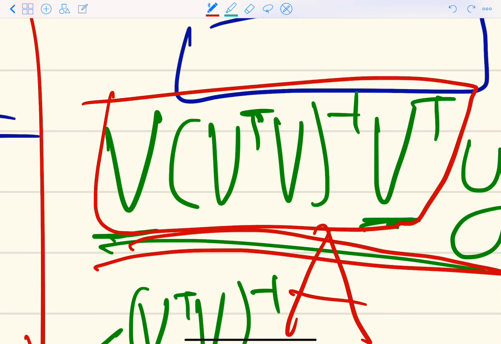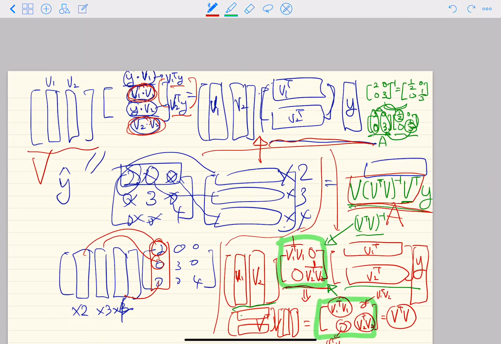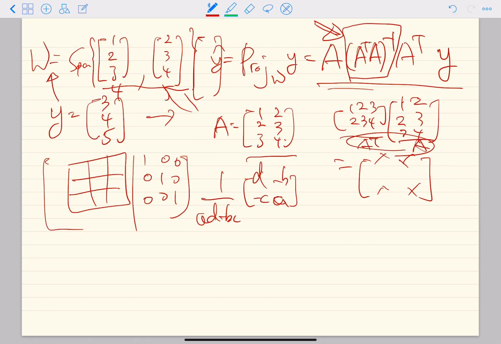So in that respect, computing the inverse matrix of V transpose V is much simpler and computationally cheaper than the general case of having linearly independent basis vectors when performing this orthogonal projection. Okay.